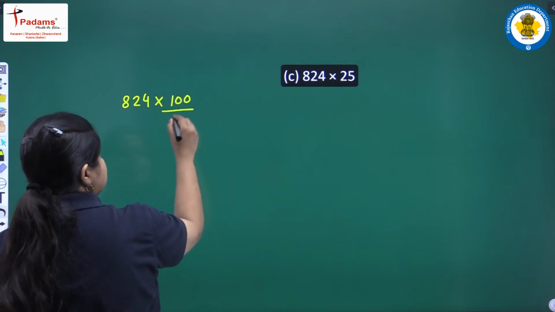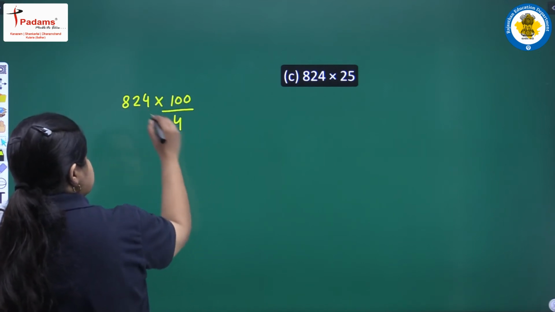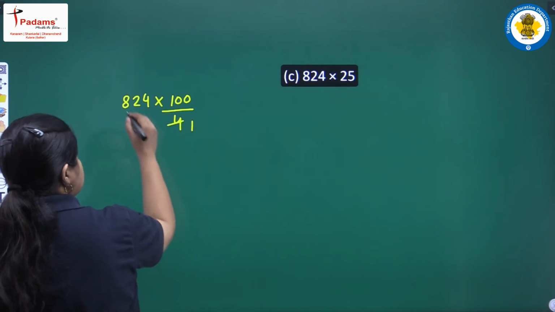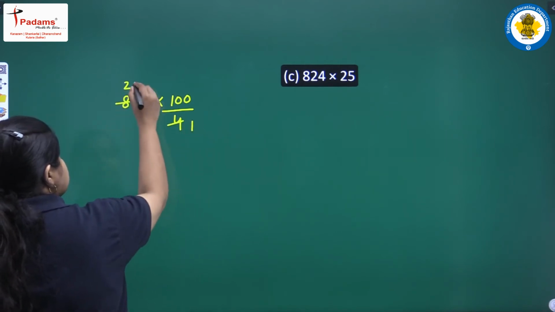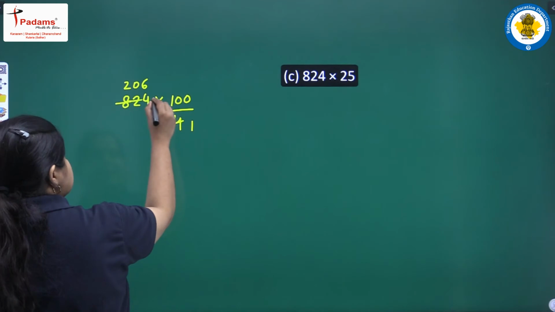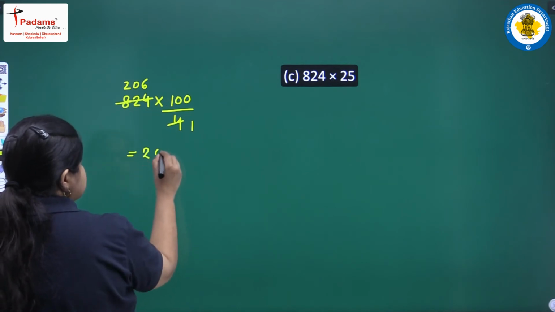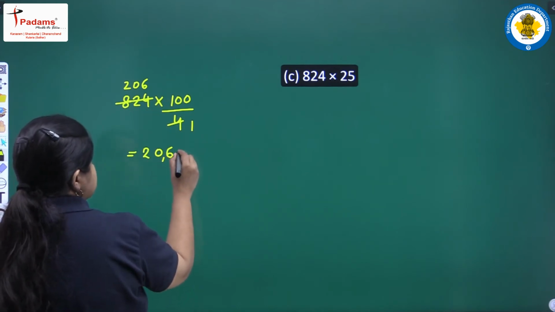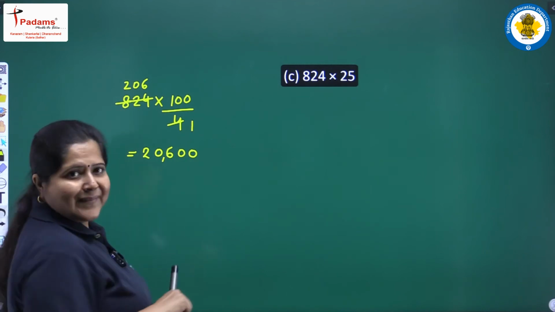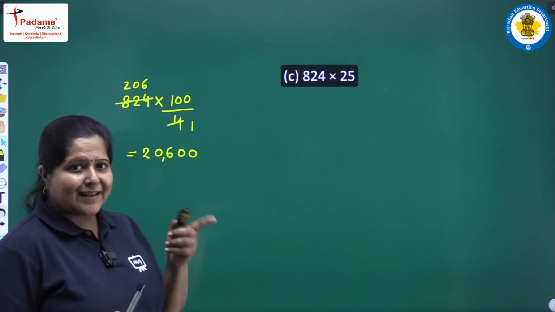100 upon 4. Now we can divide this by 4. 4 ones are 4, 4 twos are 8, then 0, 4 sixes are 24. We get the answer as 20,600. Just recall what we learnt in our previous class.